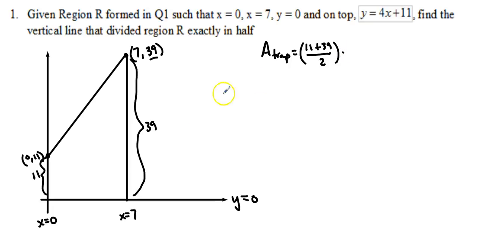And then we multiply it by the height here, and the height here happens to be 7. So we can find the area of this trapezoid. That's 50 divided by 2 is 25, times 7 is going to be 175.